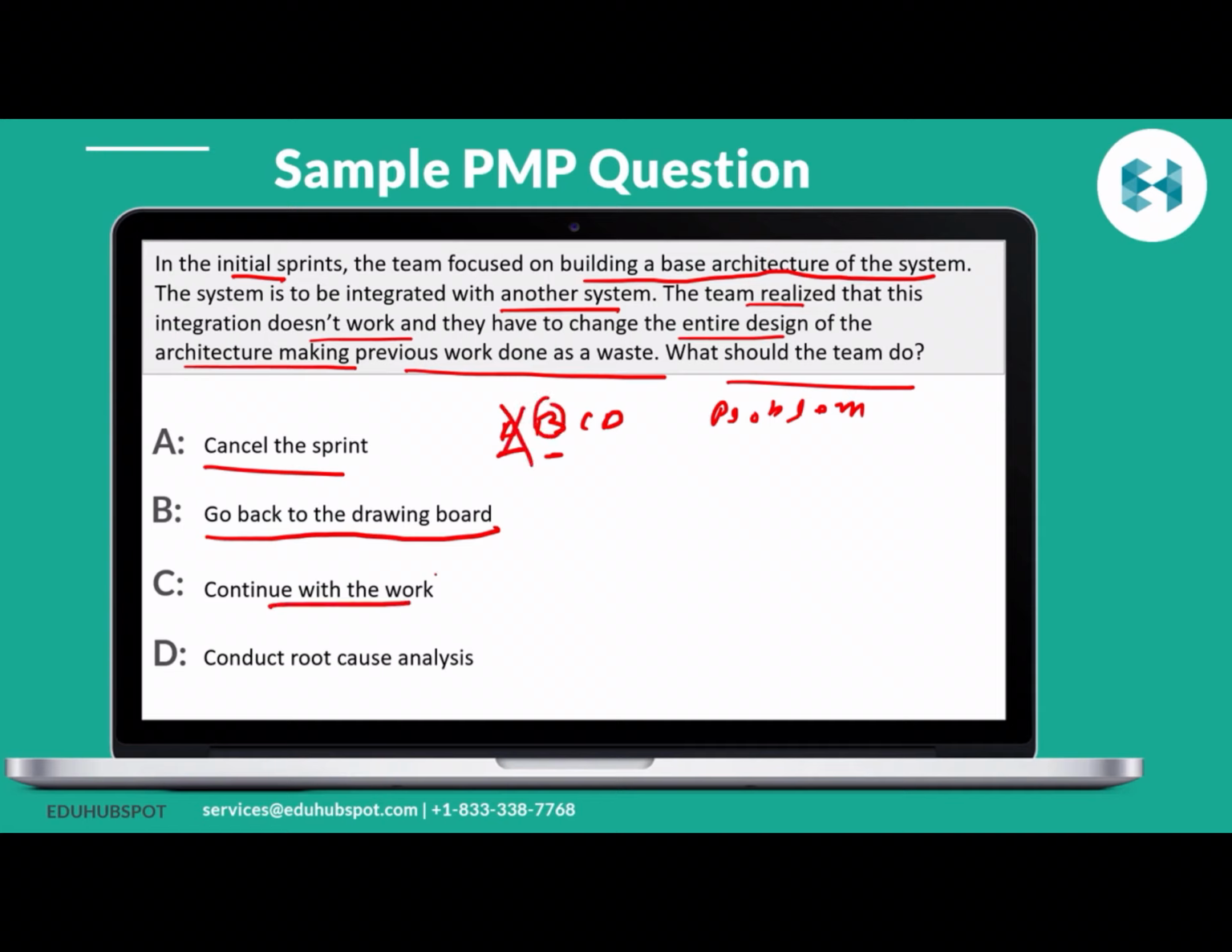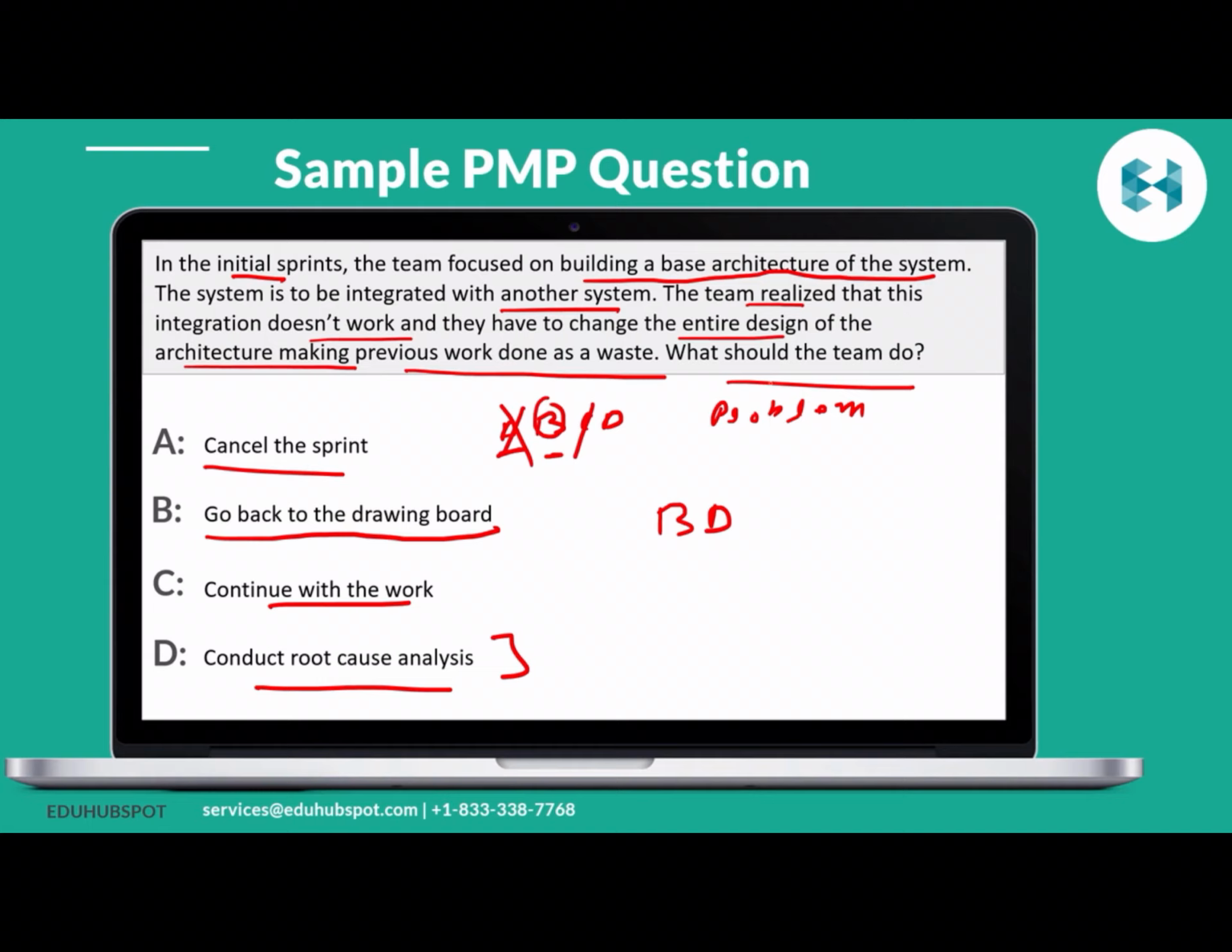C, continue with the work. Why would you continue with the work if you know that whatever architecture you did is now a waste? So C is gone. D, conduct the root cause analysis. Okay, this is a very good answer choice. So we are left with B and D. Now you can say that, you know what, conduct a root cause analysis, that absolutely makes sense. I really want to know why this happened and things like that.